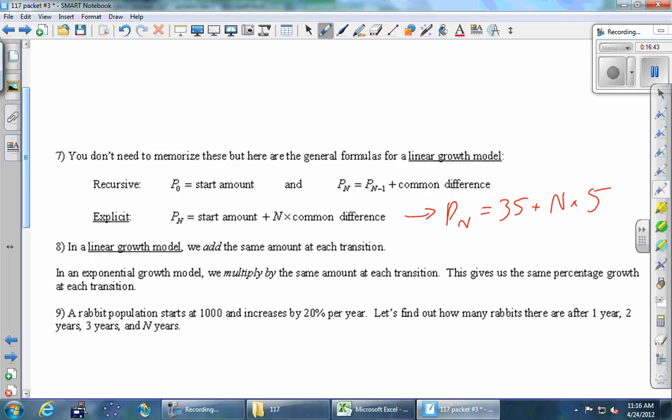So if you feel why it was 5n plus 35, then super. You don't need the formulas. But if you want formulas, you've got them. Write them on your reference sheet for that last test. Okay?